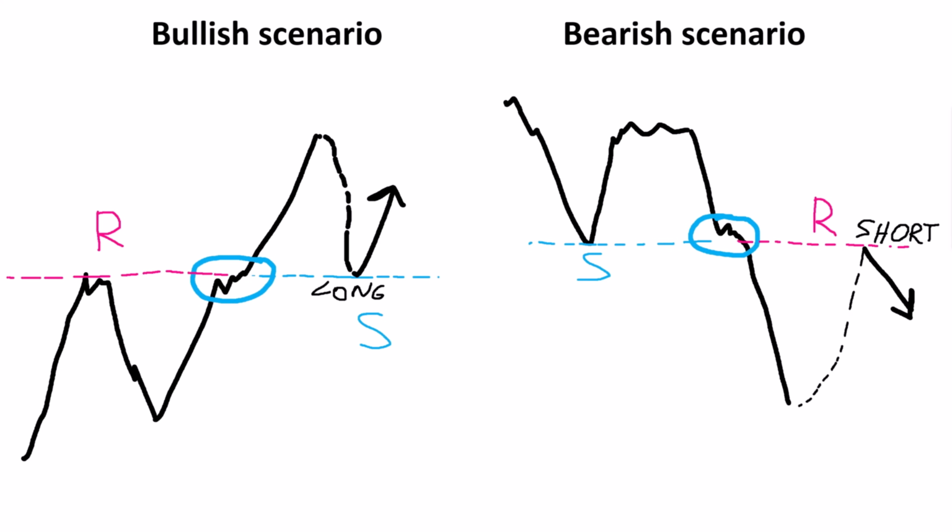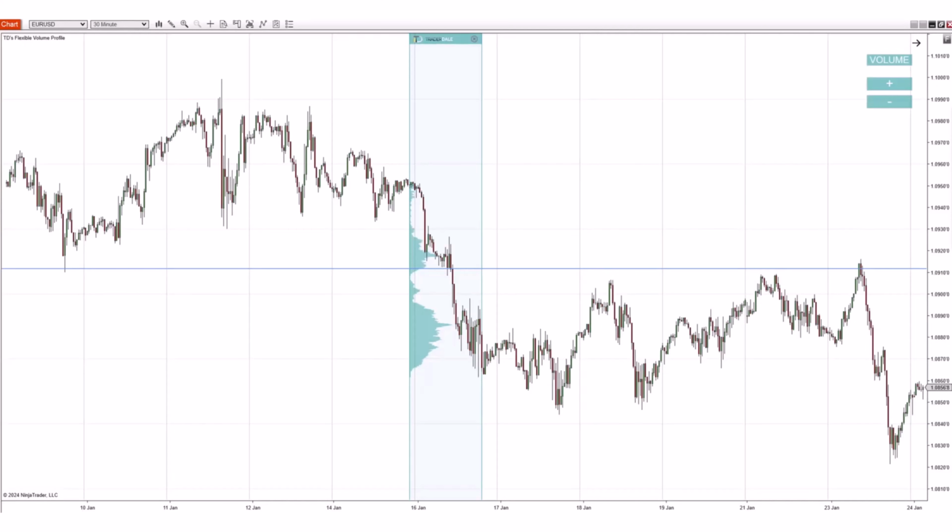Now let me show you a couple of examples on the real chart. So in this example, there's a bearish scenario. You can notice that there's a strong downtrend here, and within the downtrend there's a significant heavy volume zone in here. Now here's an important thing.